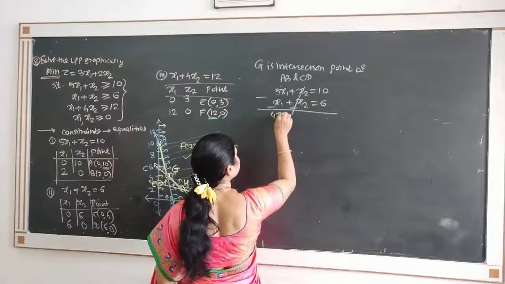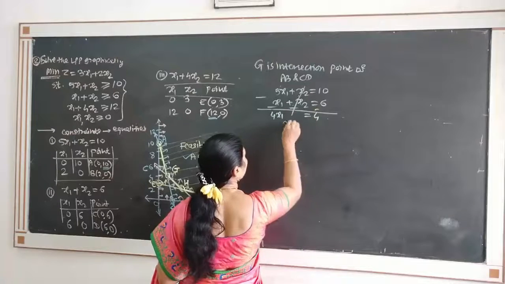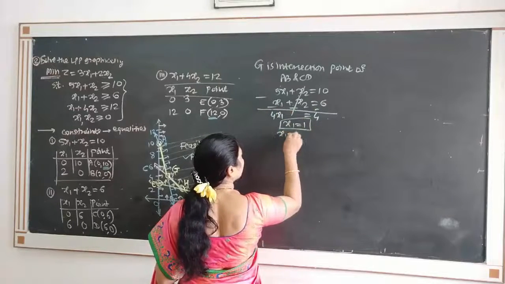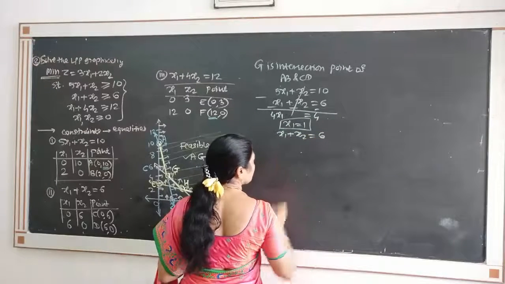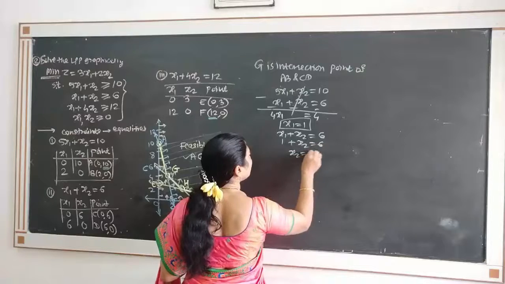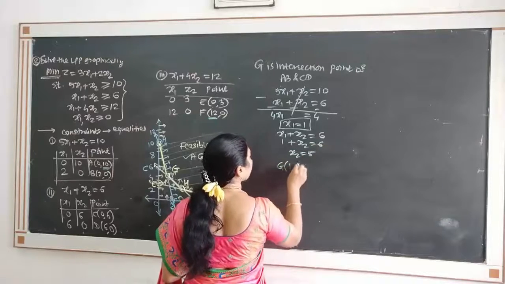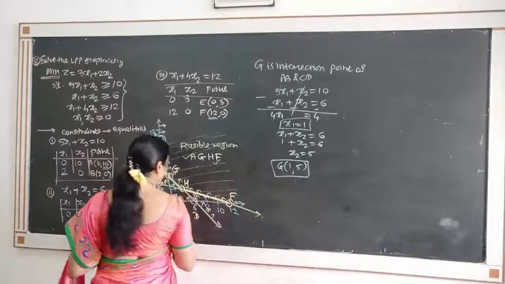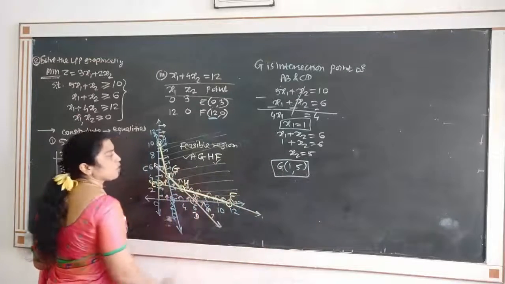We get 4x1 is equal to 4. So x1 is equal to 1. Put x1 equal to 1 in this equation, x1 plus x2 is equal to 6. X1 is 1 and therefore x2 comes to be 5. That is, the G point comes to be (1, 5). Once you find the value, check on the graph. The G point should be equal to (1, 5).